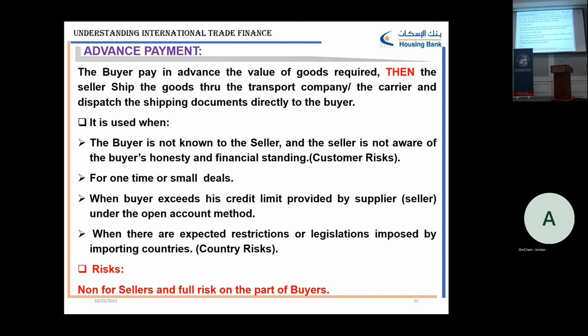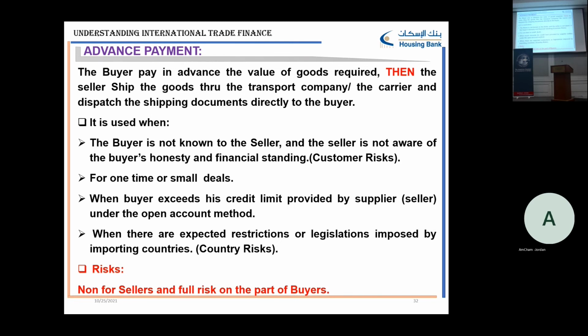If there is an open account between the two parties and the buyer exceeds his limit fixed by the supplier, then I say, okay, wait a minute, you exceeded your limit under the open account trading, please pay me in cash for this deal. Also when there are expected restrictions or regulations imposed by the importing countries, country risk. If I as an exporter am afraid to ship goods, for example, to Iraq or to the Middle East in general, then I will ask for my payment in advance, because in my opinion as an exporter, there is a country risk if I ship the goods without having my money. So the country risk is a high element in determining this method.